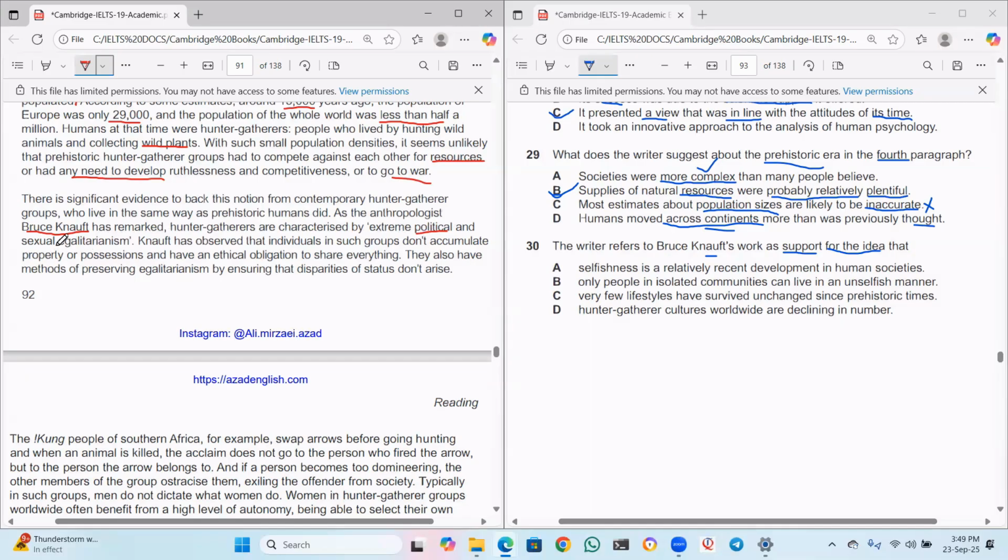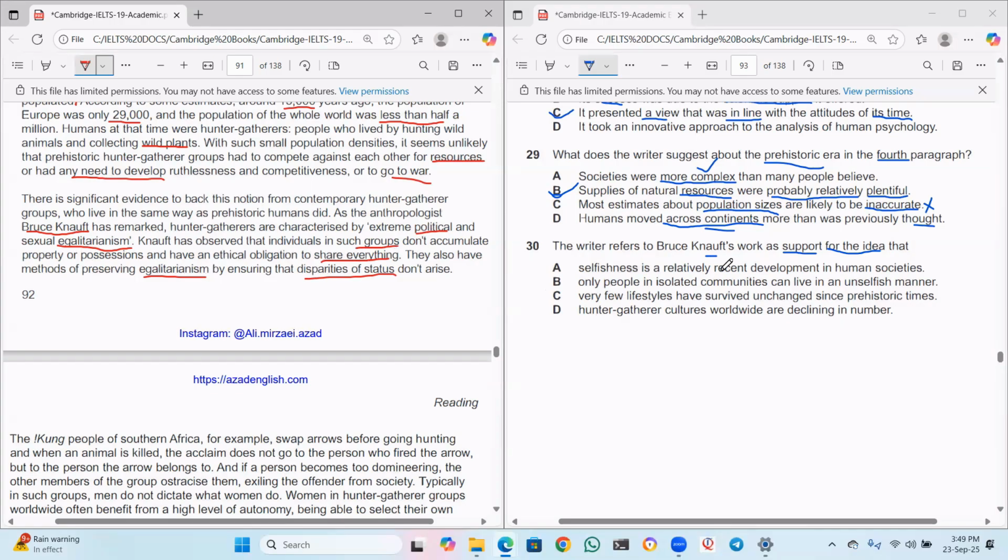This word, you should know the meaning of this. Egalitarianism means equality. So equality for both the genders. For everybody, there should be some equality. That's what they believed in. Knauft has observed that individuals in such groups don't accumulate property or possessions and have an ethical obligation to share everything. They also have methods of preserving egalitarianism by ensuring that disparities of status don't arise. So, next, let's go to the options now.